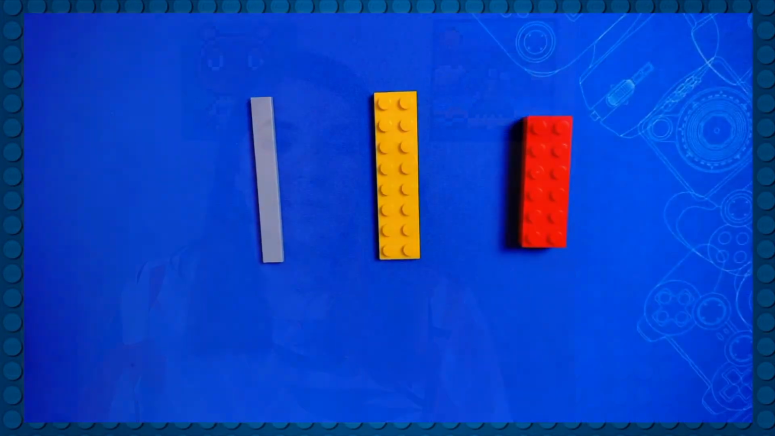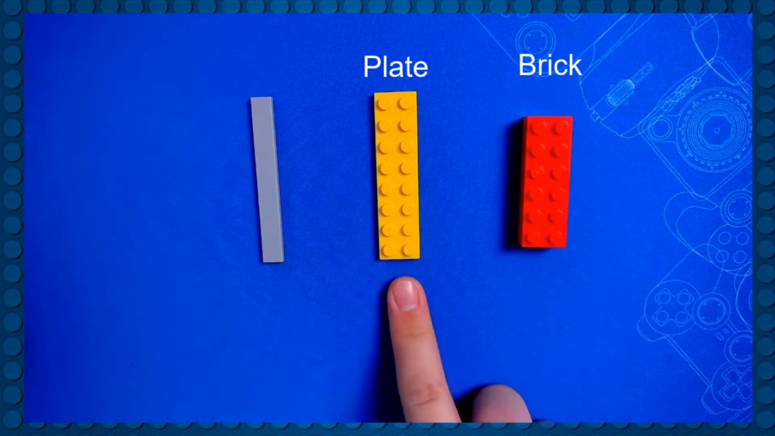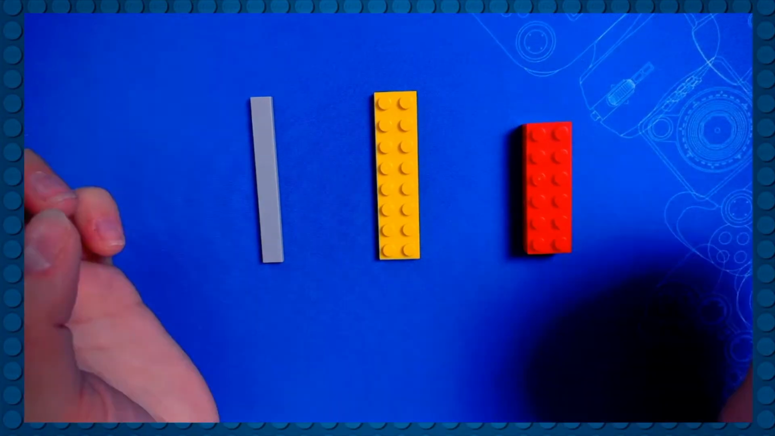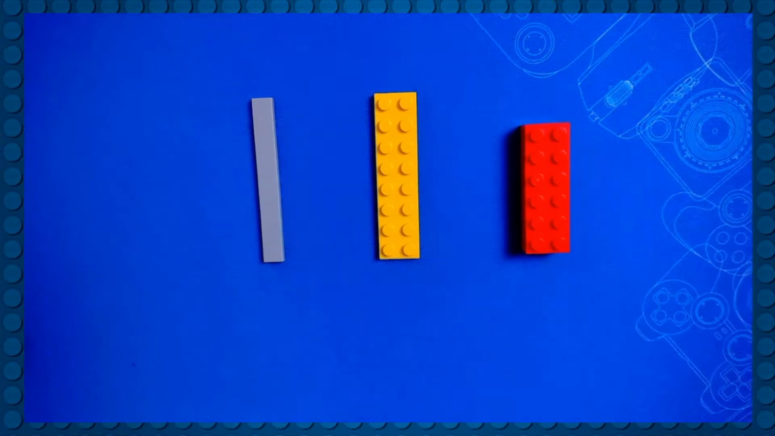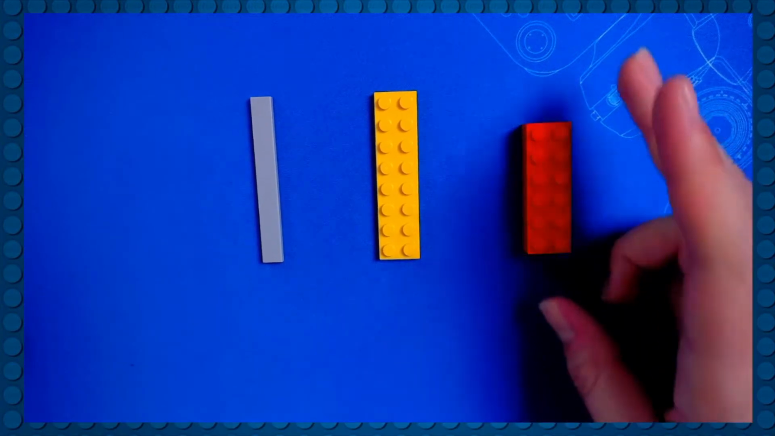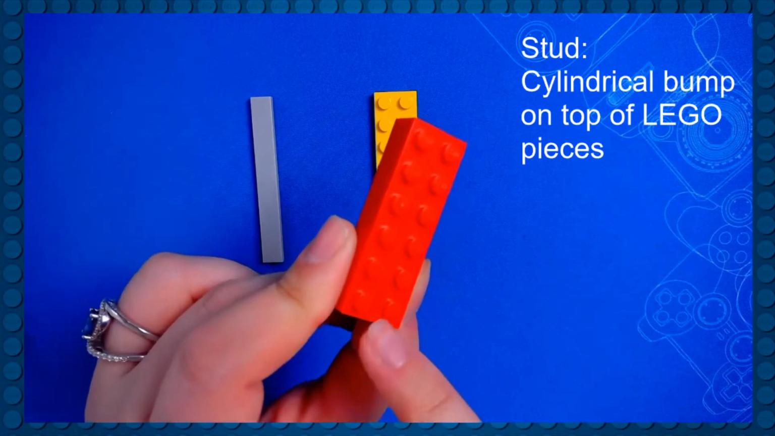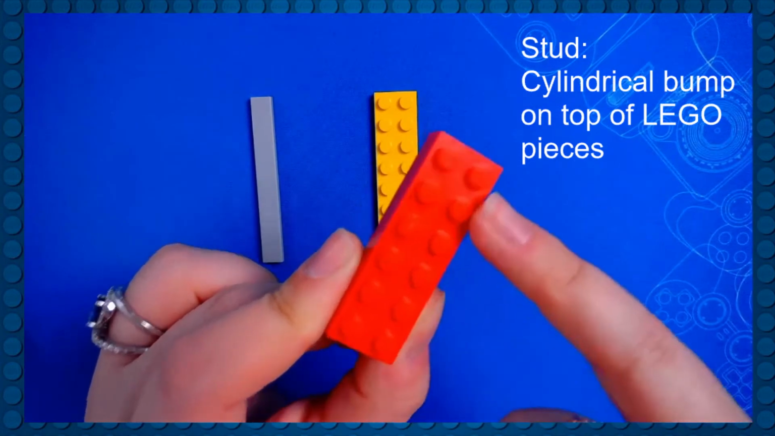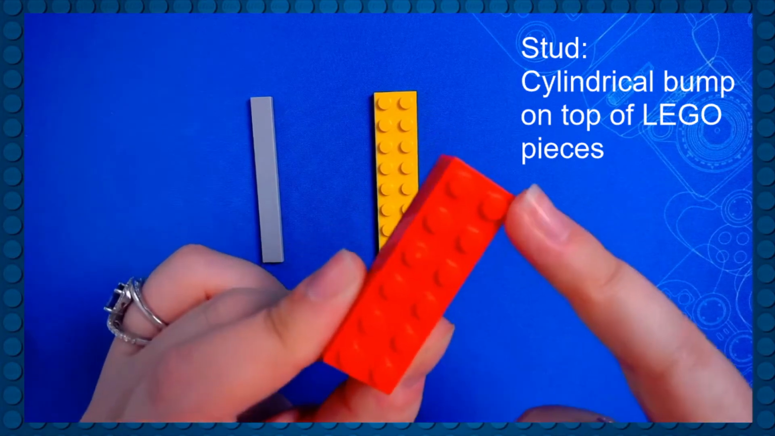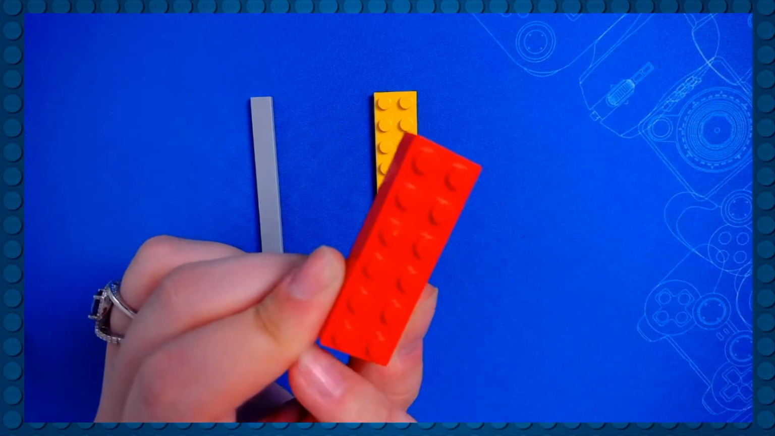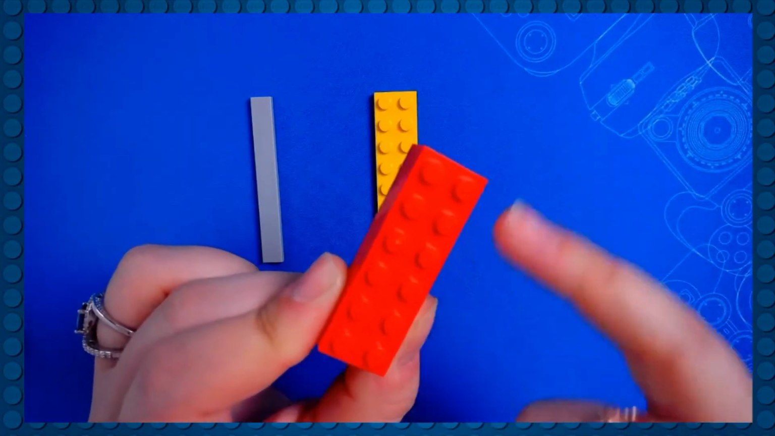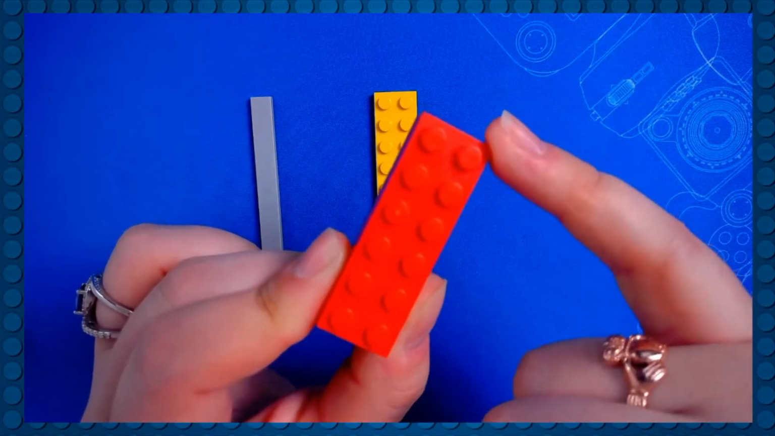Next, I thought we would talk about some common types of pieces you might see in your sets. The three staple pieces of most sets are bricks, plates, and tiles. When we're talking about the dimensions of pieces, usually we're referring to how many studs they have, and those are these raised parts on top of the pieces. When we refer to a piece, usually it's width by length. So this would be a 2x6 brick.